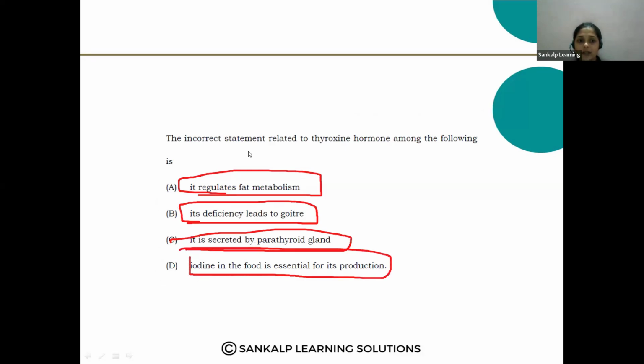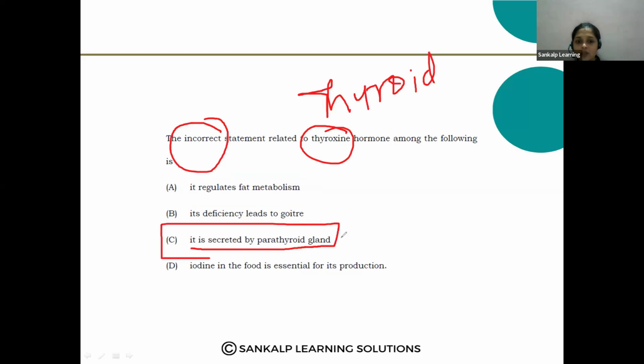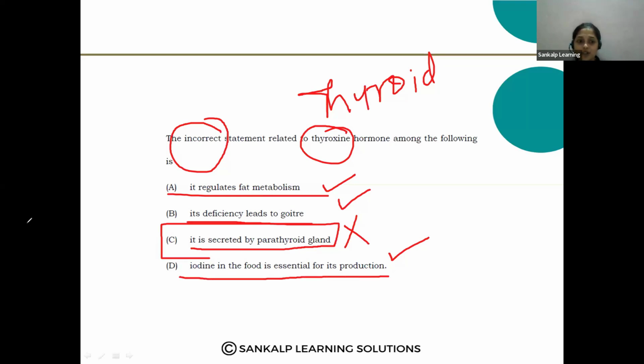Here you should identify the incorrect statement. Thyroxine hormone is secreted by which gland? Thyroid gland. Okay, so see option C, it is secreted by the parathyroid gland. So this is the wrong one. You should identify the incorrect statement, but the remaining are all correct statements. It regulates the fat, protein, and carbohydrate metabolism also. Its deficiency leads to goiter. Iodine in the food is essential for thyroxine hormone production. So that is the correct answer.